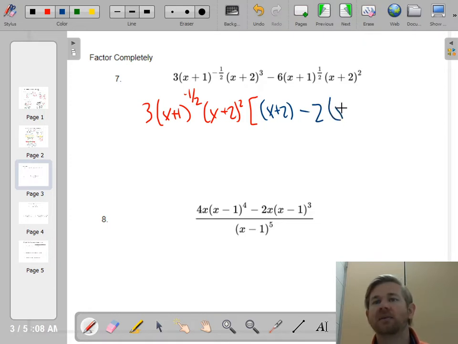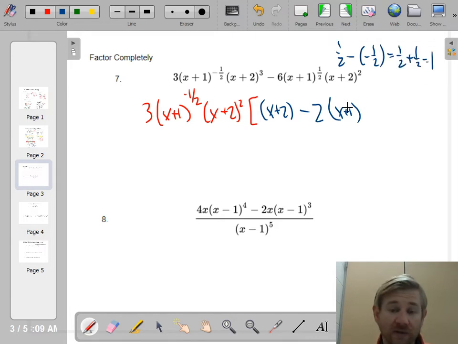This is the weird part. We factored out a negative 1/2 amount of these. There's a positive 1/2 in the top. So when you're factoring, you're dividing that out. If you take 1/2 and you use the exponent rule, subtraction, 1/2 minus the negative 1/2 that you factored out, that's the same as 1/2 plus 1/2, which is 1. So when you divide that out, you're going to end up with x plus 1 to the first on the inside, which is weird, but that's how it works.